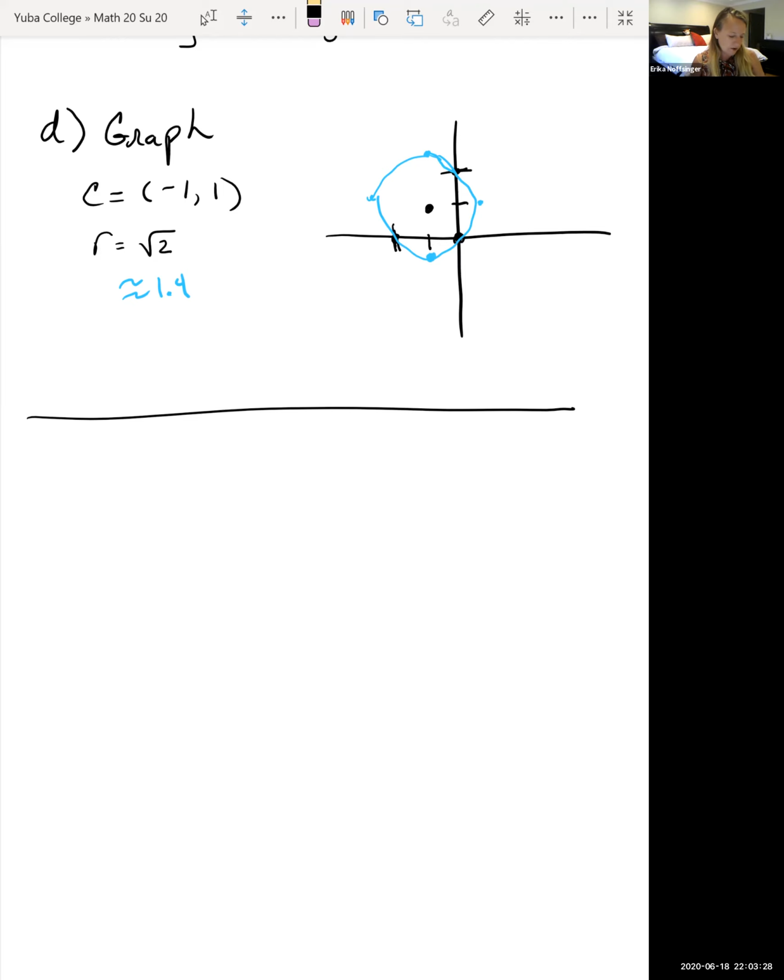So let's look at the following. How about x squared plus y squared plus 4x plus 2y minus 20 is equal to 0.